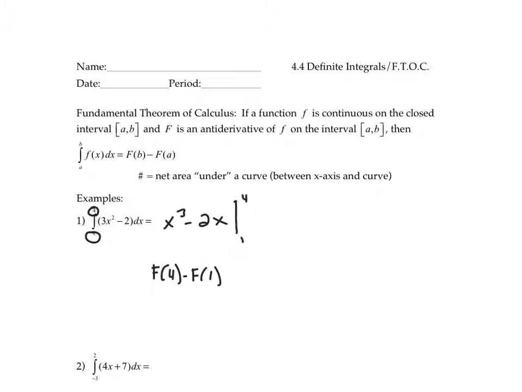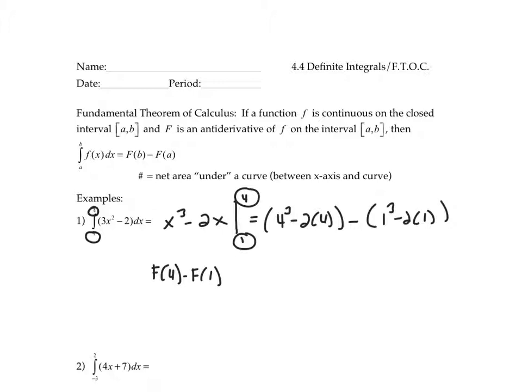Basically you just plug each of these numbers in. We're going to start with the number on top, the 4. So we're going to have 4 cubed minus 2 times 4. We'll take that quantity and then subtract what we get when we plug in the 1. So we're going to subtract the quantity 1 to the third minus 2 times 1.